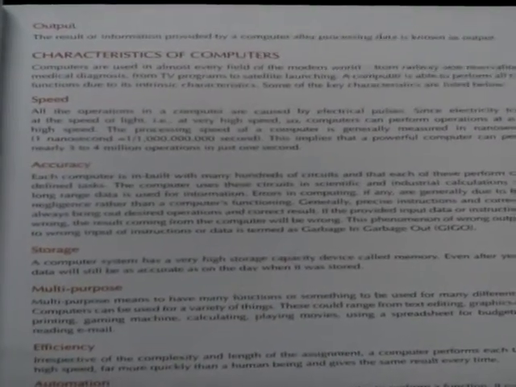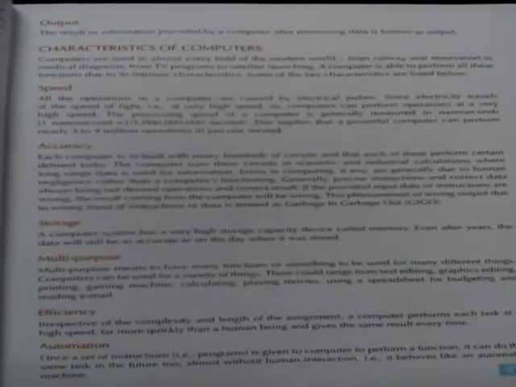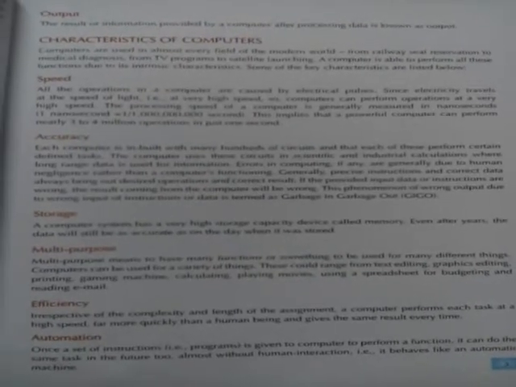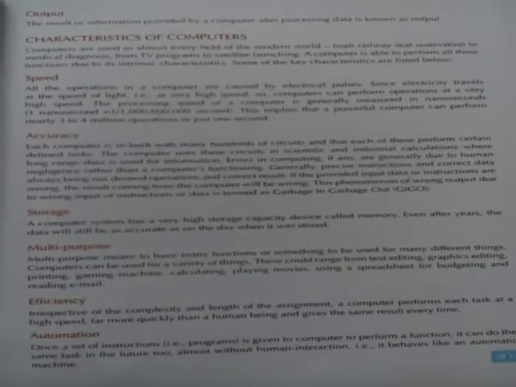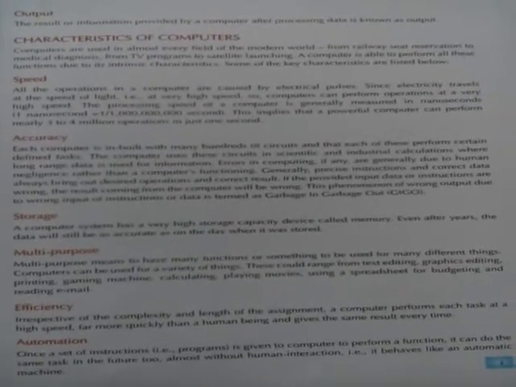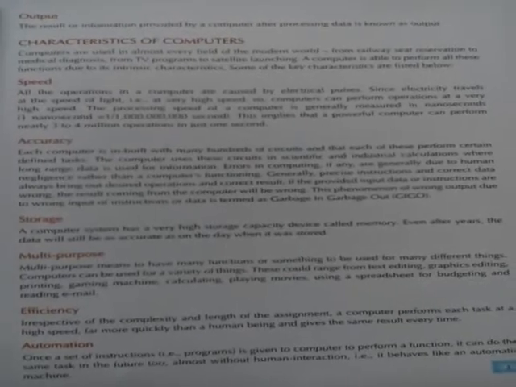Next we have output, the result and information provided by the computer after processing data. It is known as output. We get our resultant and output through the output devices or output units like printer and monitor. They display our output.